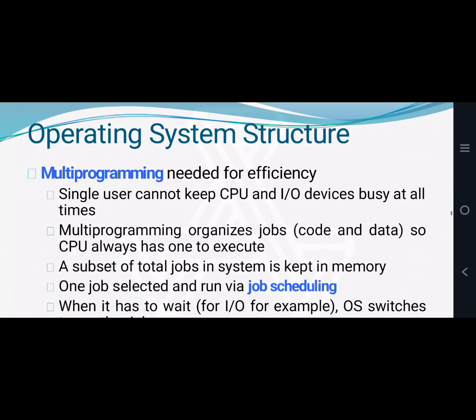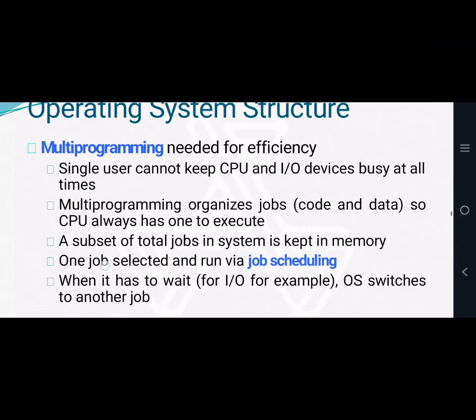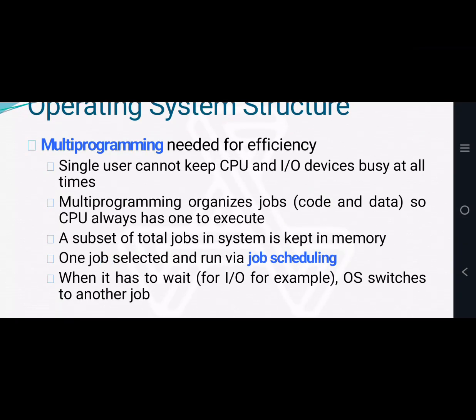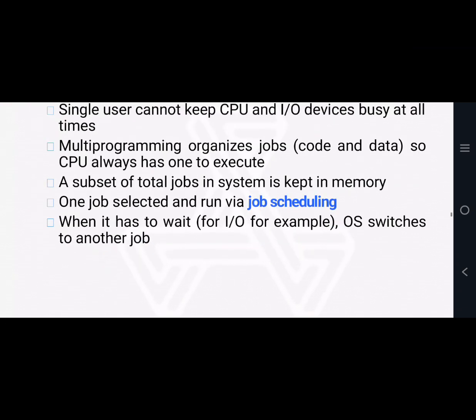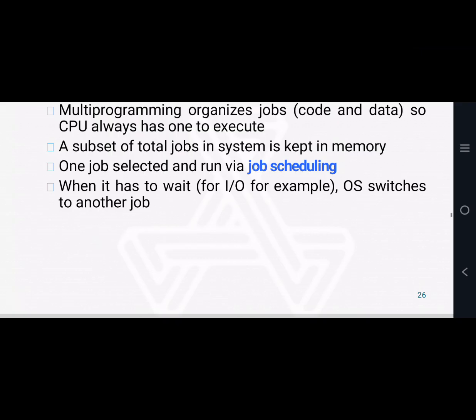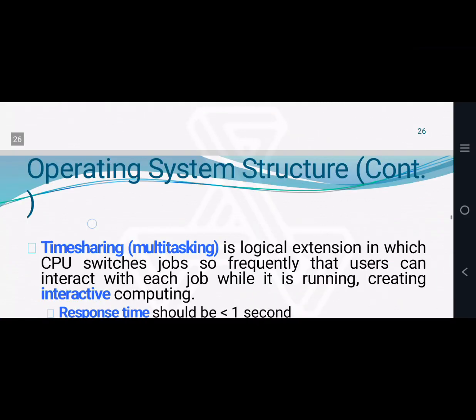Operating system structure. Multiprogramming is needed for efficiency. A single user cannot keep the CPU and I/O devices busy at all times. Multiprogramming organizes jobs so the CPU always has one to execute. A subset of the total jobs in the system is kept in memory. One job is selected and run via job scheduling. When it has to wait, for I/O for example, the OS switches to another job.